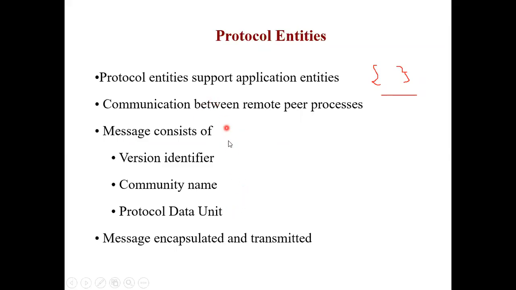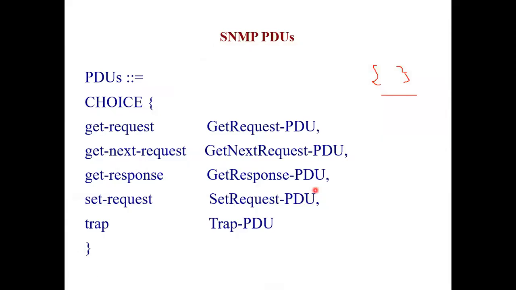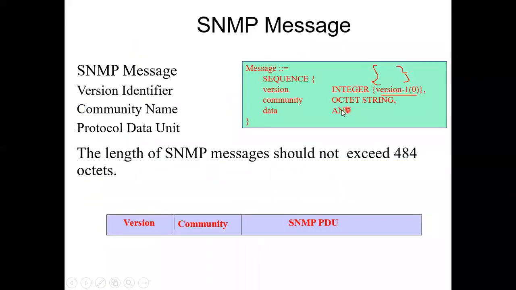Now that is my message, but then I have to encapsulate that message. So how will I encapsulate that message? So these are the PDUs. Now in the PDU I have to send data here. I have written ANY. Now what does ANY mean? Those 5 messages are the data. Now I might get some data, I might set the data, or I am sending a trap message.